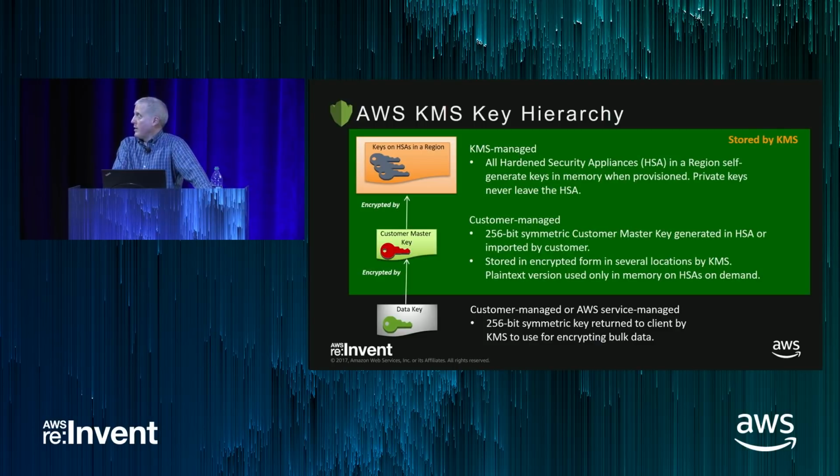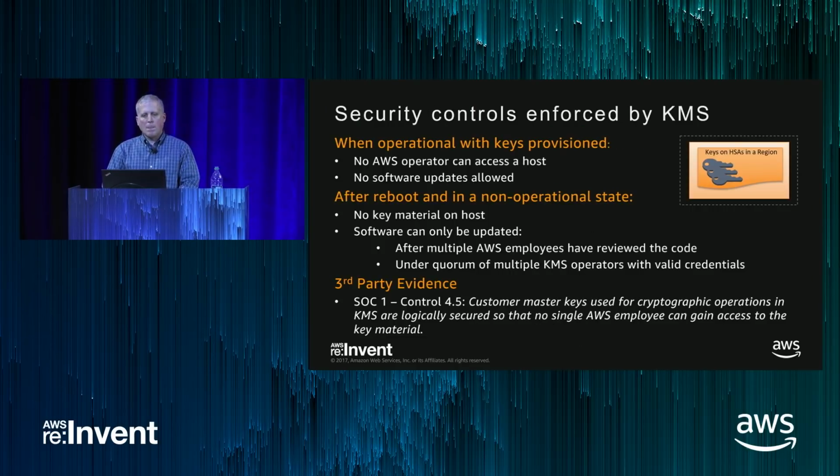So as a summary here, CMKs and the keys inside the cryptographic modules are all stored and managed by KMS, but not data keys. All right, so let's get even more inside the castle, if you will. What about these HSAs? How are they built? How do you know that those asymmetric keys that we generate that protect your master keys are secured?